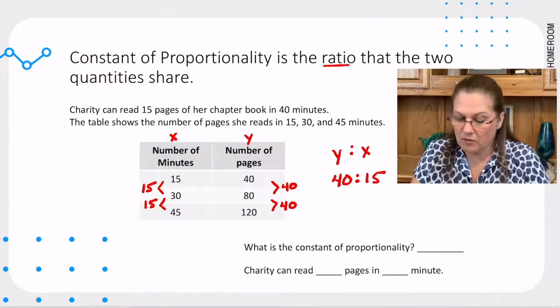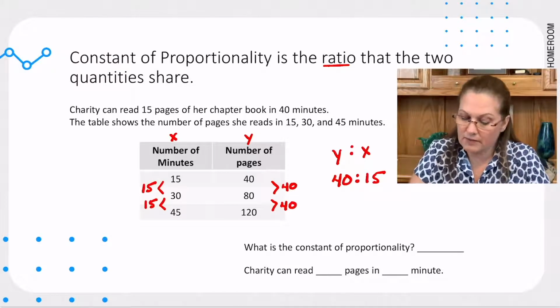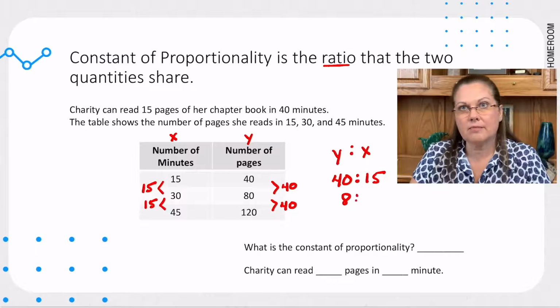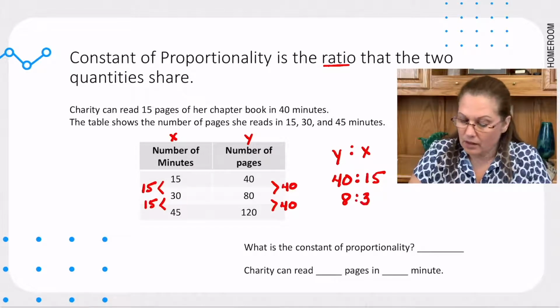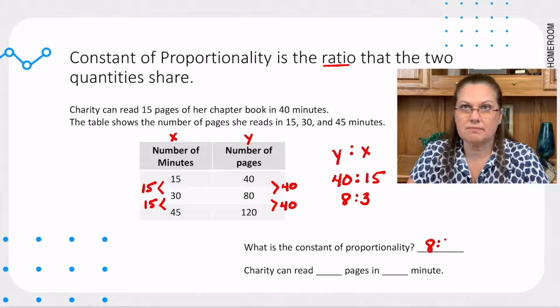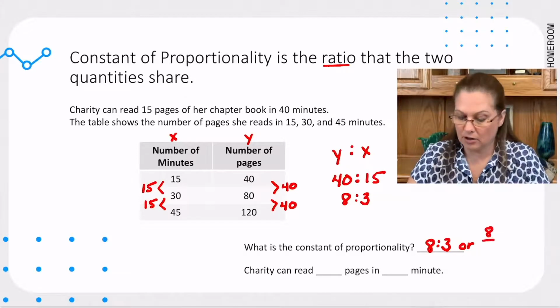Now, I know 40 and 15 can both be divided by 5. So 40 divided by 5 is 8, and 15 divided by 5 is 3. So what is our constant of proportionality? Our constant of proportionality is 8 to 3. Now, we also might want to write it as a fraction. And when we write that as a fraction, we're going to put our y value on top as our numerator and our x value down below as our denominator.